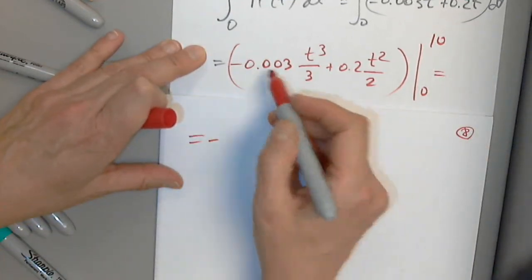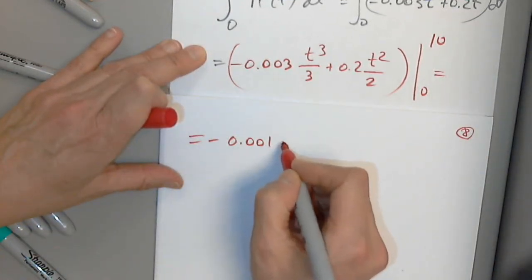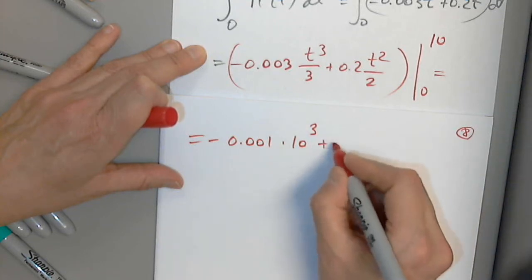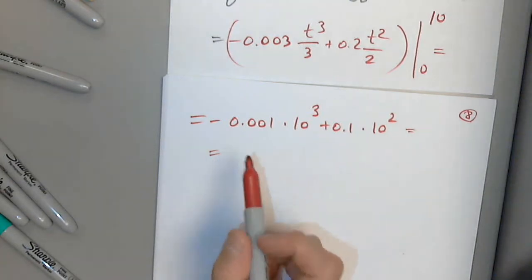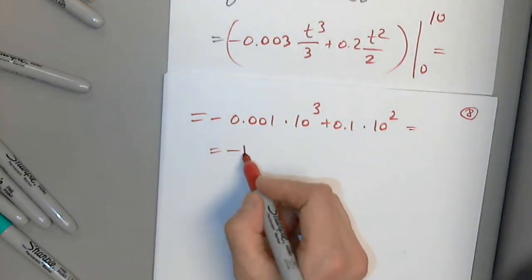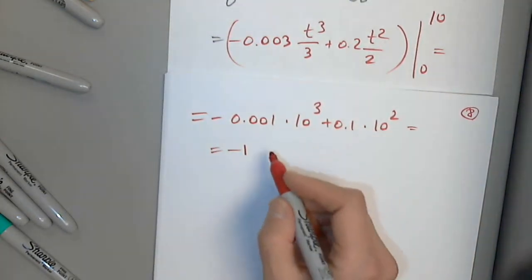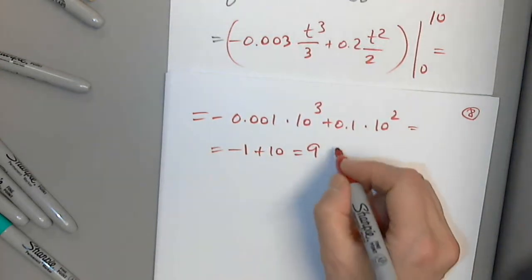So then we have negative 0.001 times 10 cubed plus 0.1 times 10 squared. And this is 1,000, so this is negative 1, and this is 100, so this is 10. So the answer is 9 words.